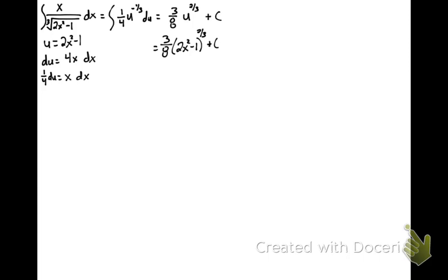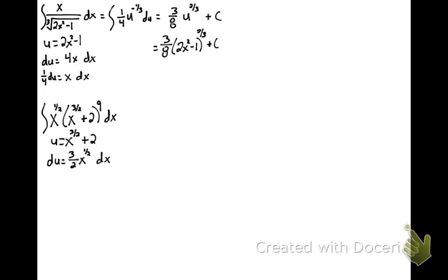Final example for this section, this will be number 8. We'll consider the integral of x to the 1/2 times x to the 3/2 plus 2 to the 9th power. I'm going to let u be x to the 3/2 plus 2, because its derivative will give me something with a 1/2 in it. In fact, it's 3/2 x to the 1/2 dx. I'm only concerned with x to the 1/2, so if I divide by 3/2, this will be 2/3 du equals x to the 1/2 dx.